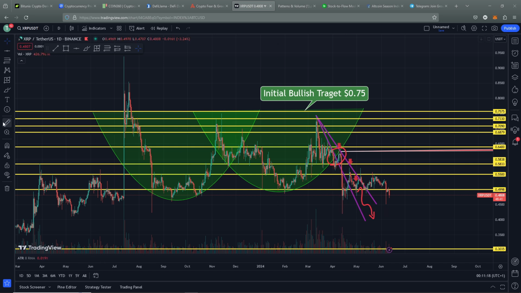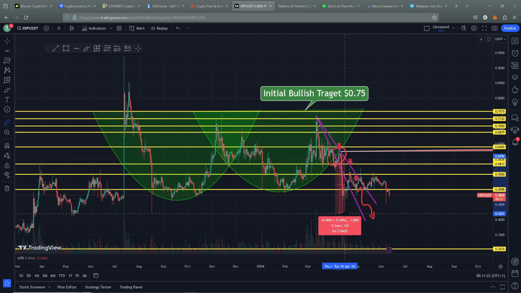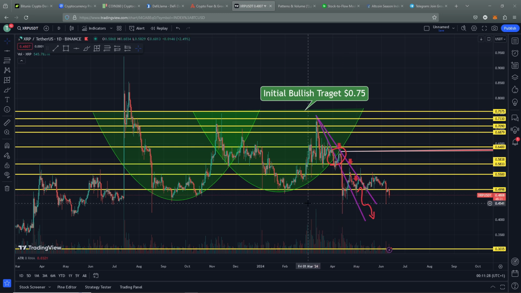And the reason why it was such an aggressive drop lower is because fractals usually repeat themselves, but not always. Sometimes they will fail. So even when they fail, it's a great short opportunity. But when they do complete, it is a long opportunity.